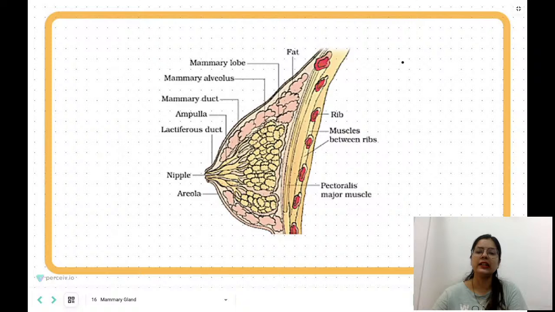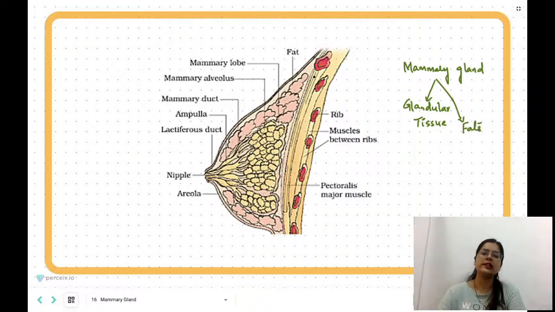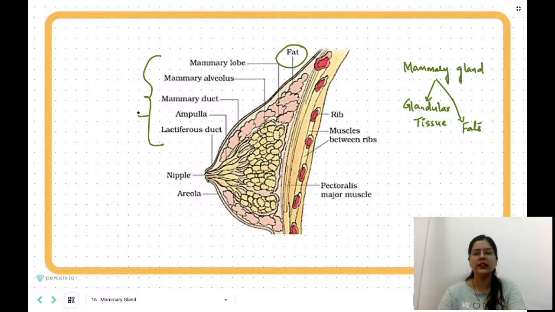So basically, if you consider a mammary gland, it consists of two components. One is considered to be the glandular tissue, and the other is the fat found in them. So you can see the variable amounts of fat found over here and the tissue found over here. From this to this part is included in the glandular tissue, GT. All right. So these are the two components of mammary glands.